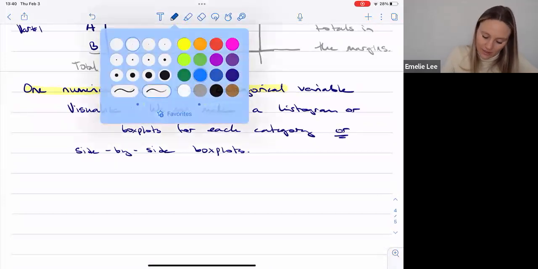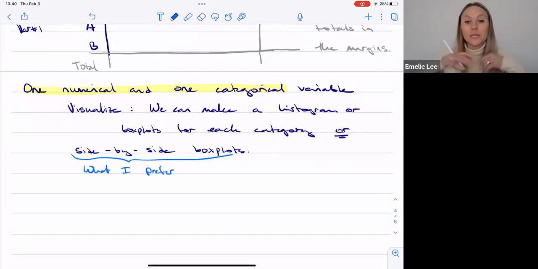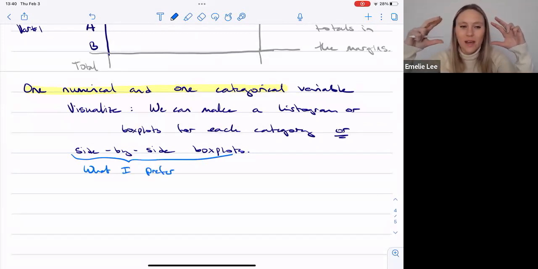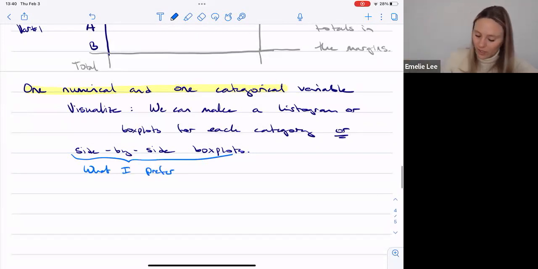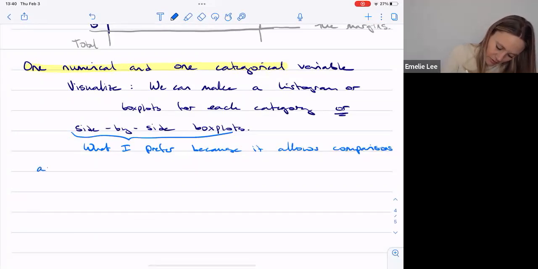right? And that's what I prefer, because it allows us to compare the groups on the same scale. It allows comparisons across the groups on the same scale.